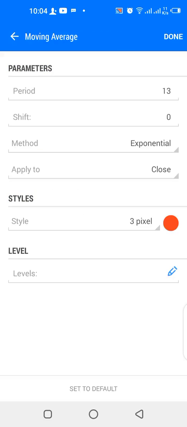Another indicator, moving average. Period is 13. Shift is 0. Method is exponential. Apply to close. And the color of the style is red.